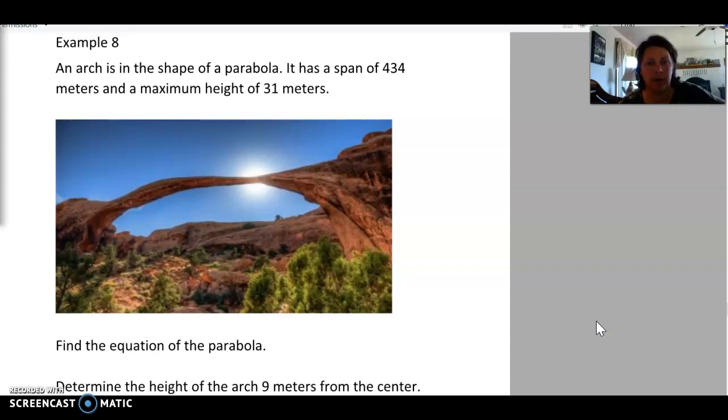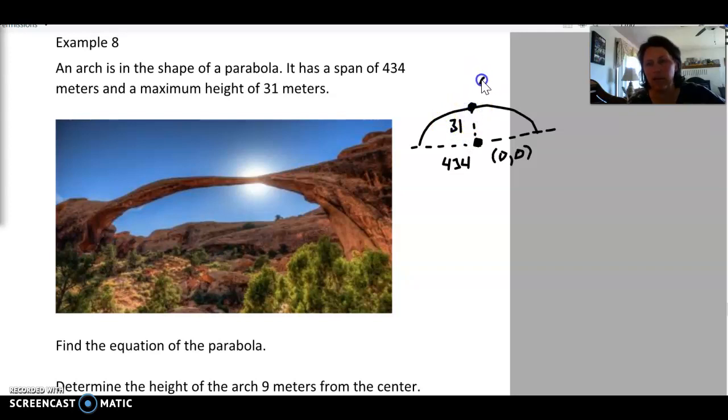an upside down parabola. It has a span of 434 meters. So if we draw our archway, the total span here is 434 meters. Now we are going to put our point 0, 0 here. So let's say that that is the point 0, 0 because I want my height to be a positive value. Okay, so my height is 31 meters. So that puts the vertex of this parabola at the point 0, 31.